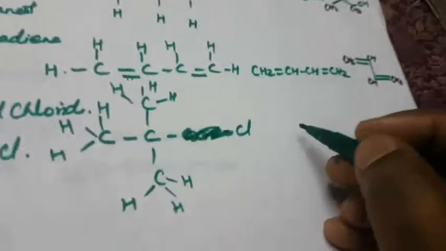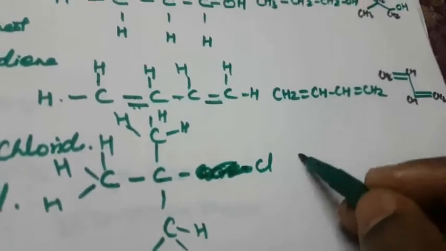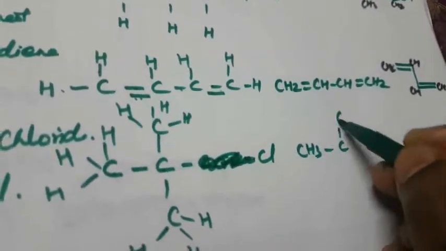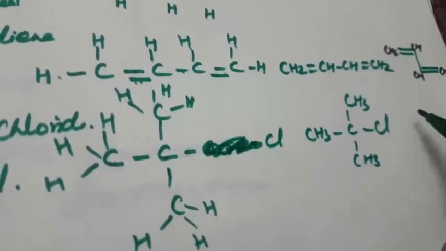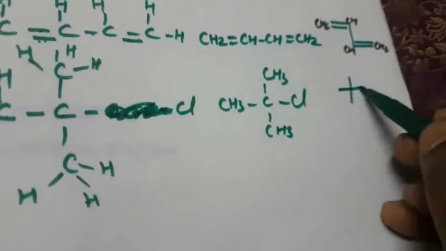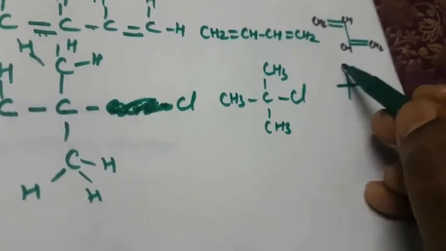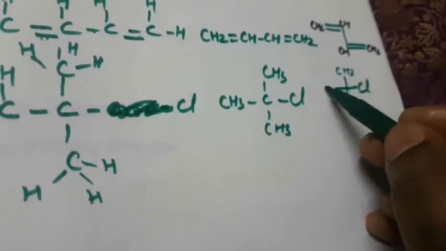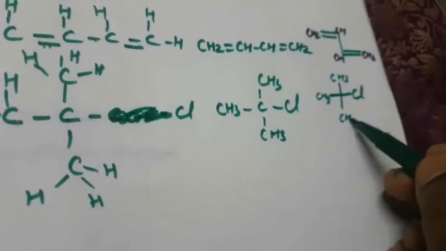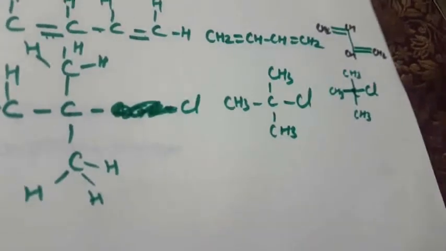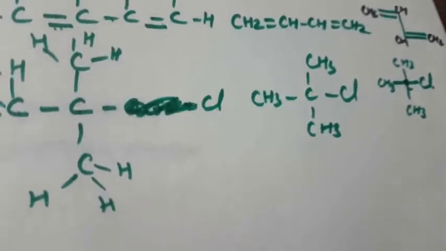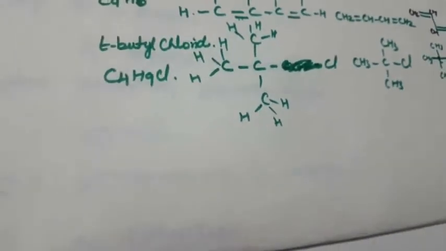How to draw the condensed structure? That is CH3, CH3, CH3, Cl. So what is the bond line structure? This is the bond line structure. Here one CH3, here one CH3, here one CH3, here one C, and the remaining Cl. That is tertiary butyl chloride. This is another structure.